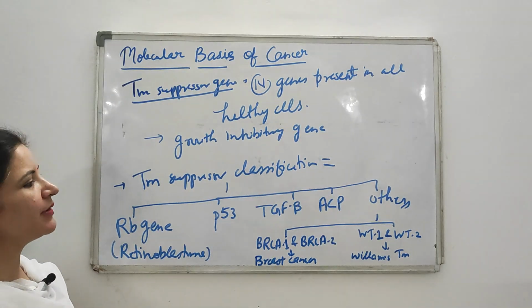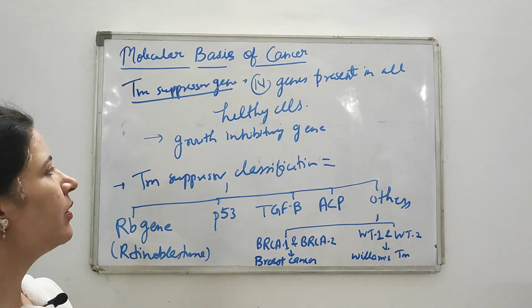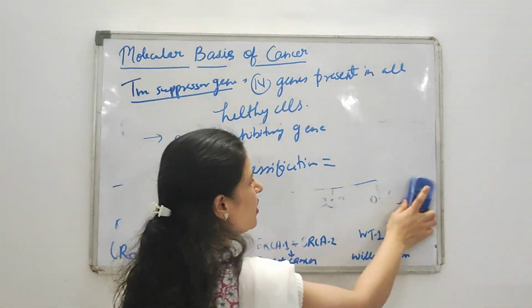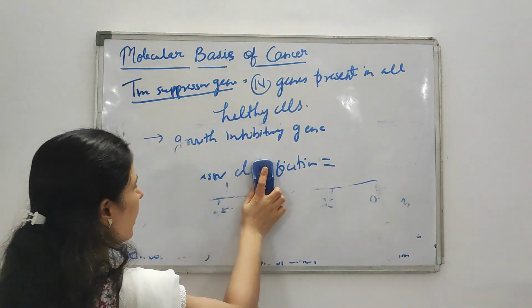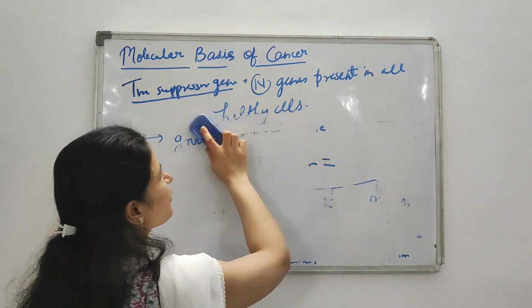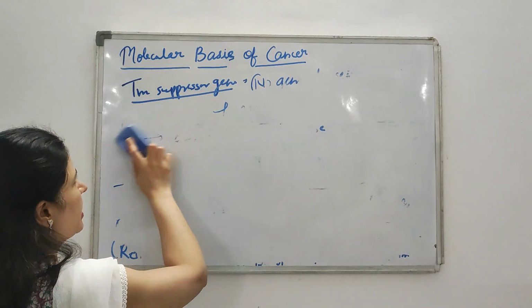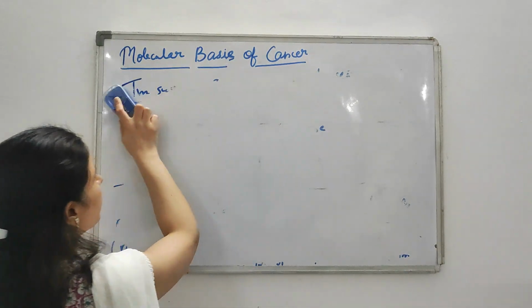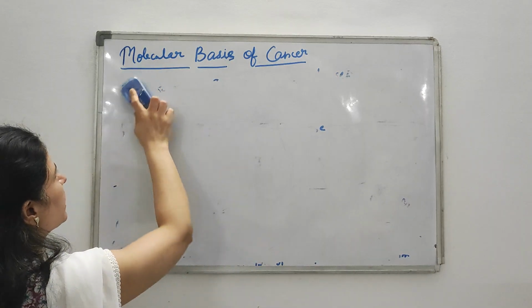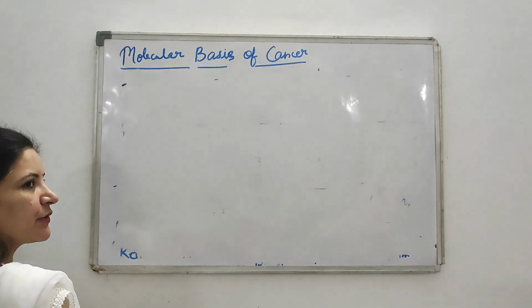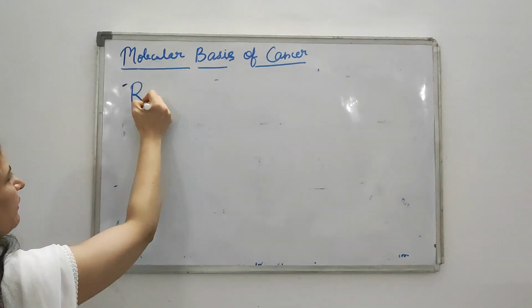Next we will discuss how mutation occurs in these tumor suppressor genes and how these mutations transform a normal healthy cell into a cancer cell. What happens to the tumor suppressor gene? In this video, first we will study the RB gene, and in the next video, we will study the P53 gene.